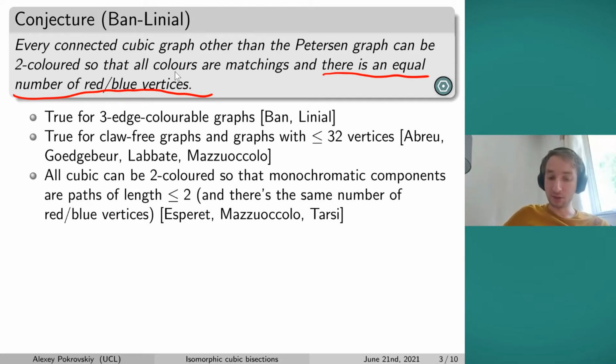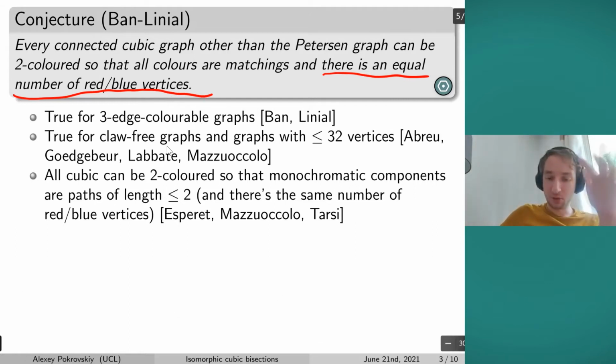What's known about it? It's known for some special classes of graphs, like 3-edge colorable graphs and claw-free graphs, and also for small graphs. And for general graphs, the best we know is that you can red-blue color the vertices of a general graph so that the monochromatic components are paths of length at most 2, whereas the conjecture asks for paths of length at most 1. Okay, so that's this conjecture.